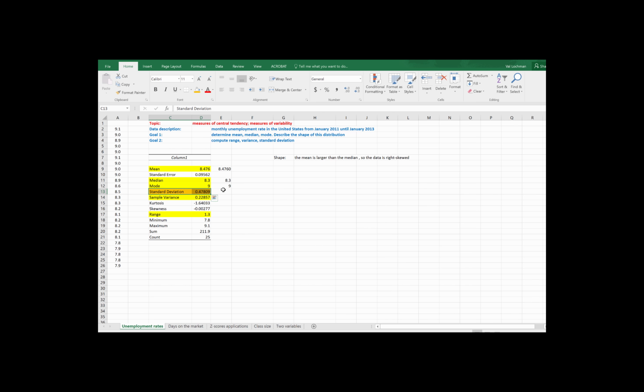Okay, there's also another command for computing standard deviation, stdev.s, which stands for sample, and we're going to highlight our cells just to check that we get the same thing, and we do. All right, so here's your sample standard deviation, sample variance, and range, and they tell you how spread out your data is. Okay, so that's everything for this topic.